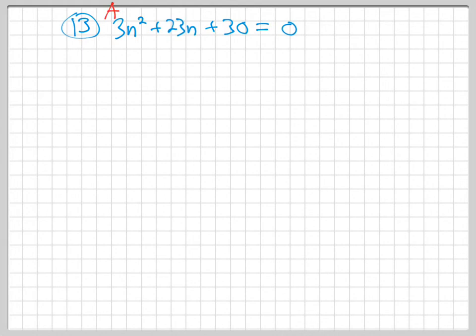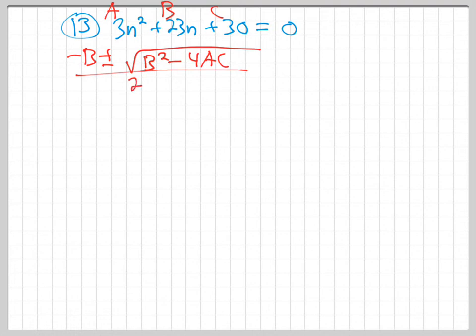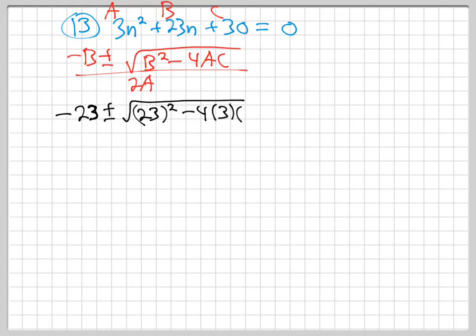Okay, so I'm just going to do the quadratic with a, b, c. So we've already got a 0. Remember, step 1 is to get a 0. We got it. So we go -b plus or minus the square root of b squared minus 4ac, all over 2a. So that's -23 plus or minus the square root of 23 squared minus 4 times a, which is 3, times c, which is 30, all over 2 times a.